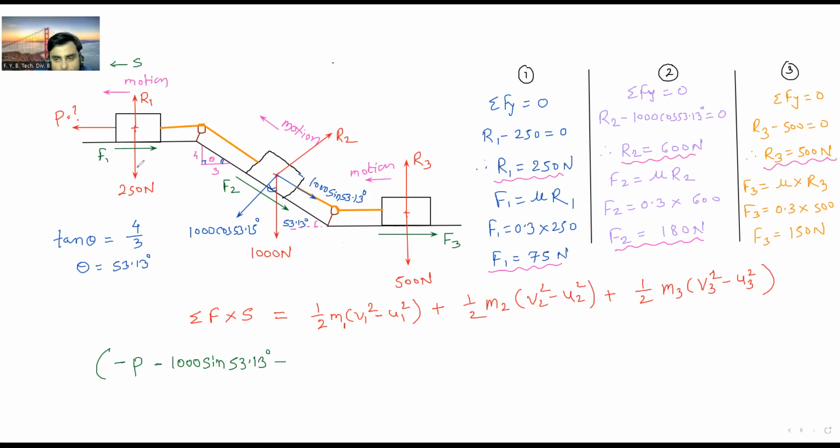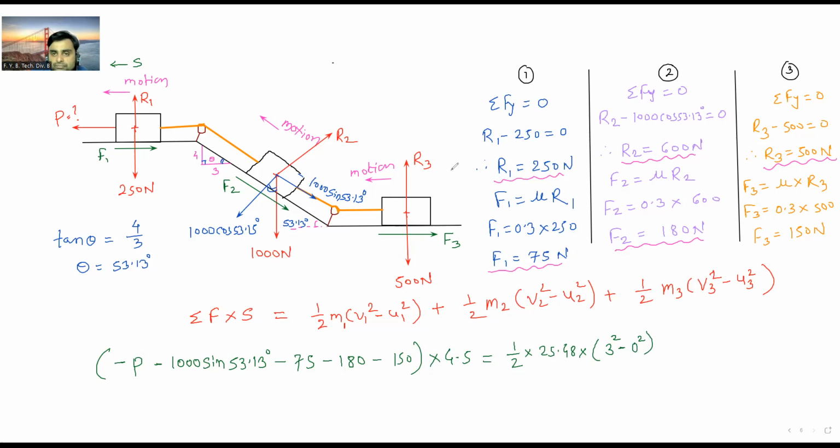So minus for the first block, f1 is 75. Again minus for the second block, f2 is 180. Again minus for the third block, f3 is 150. So these are all the forces, multiplied by s, the displacement, which is 4.5, equal to, for the first block, half into m1, which we calculated as 25.48, into v2 square minus u2 square, where v2 is 3 and u2 is 0.